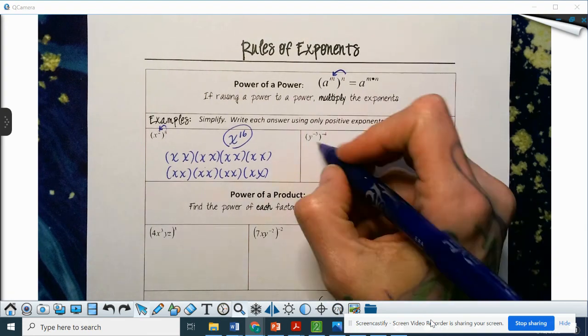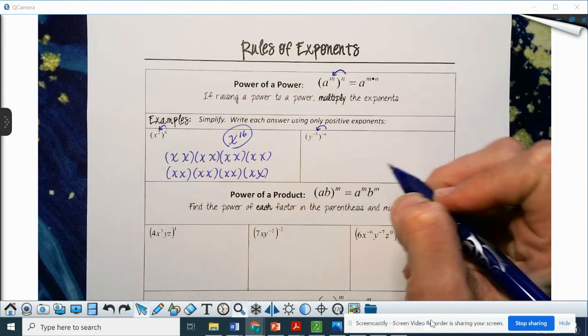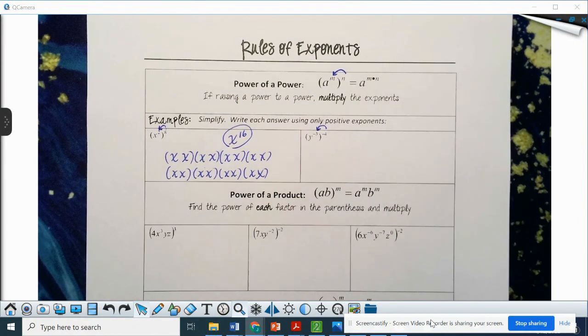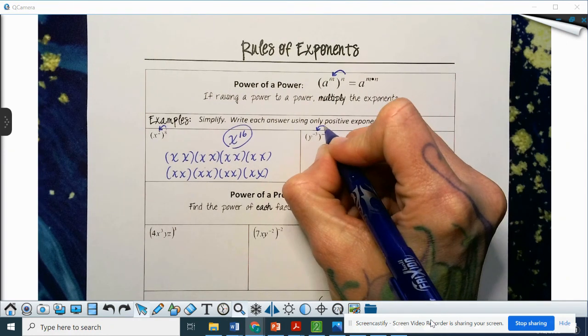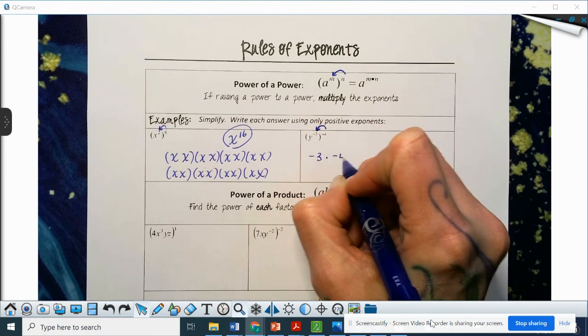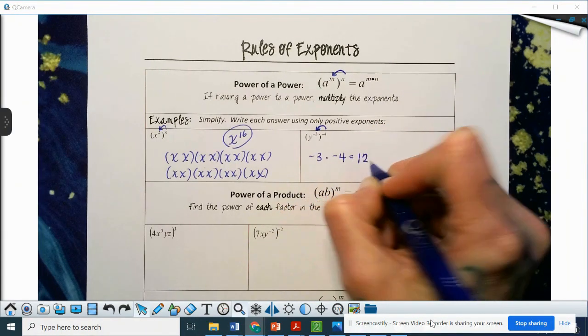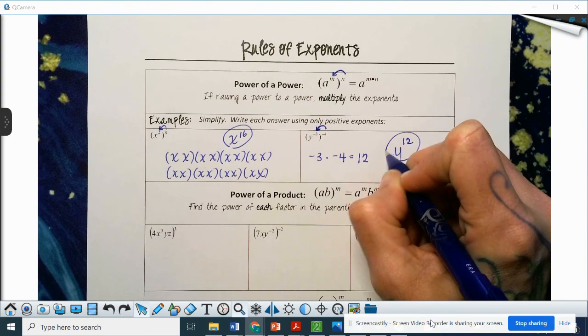So in this case, y to the negative 3 raised to the negative 4. Normally we're going to see those negatives and be like, oh, whoa, hold on. But first, you want to actually simplify. You want to actually do that multiplication because we know a negative 3 times a negative 4 is going to give me a positive 12. So it's going to be y to the positive 12th power.